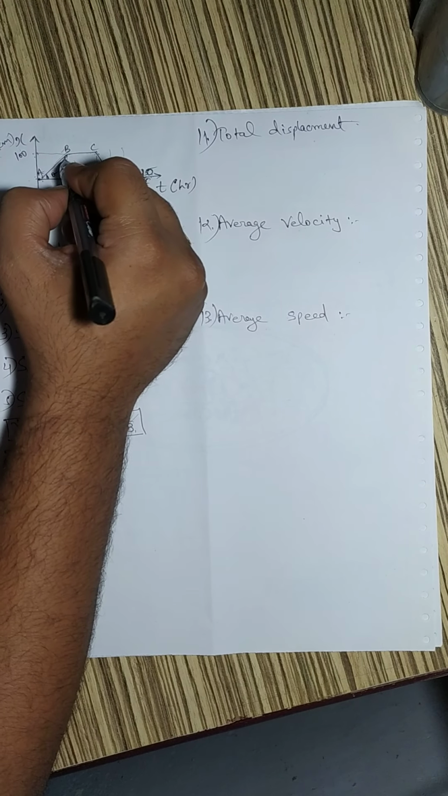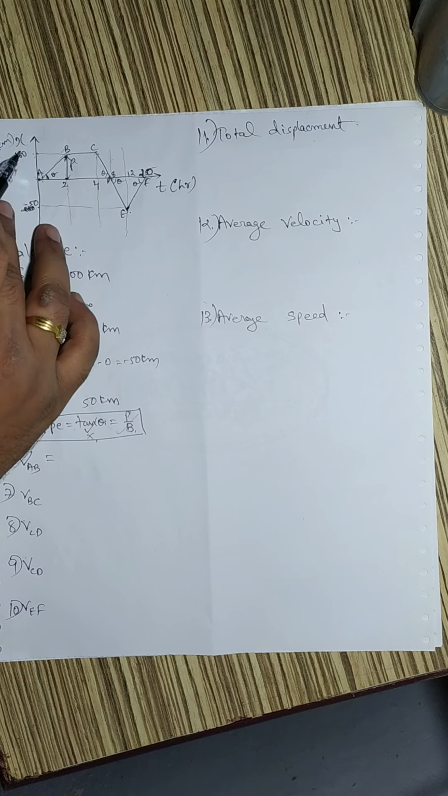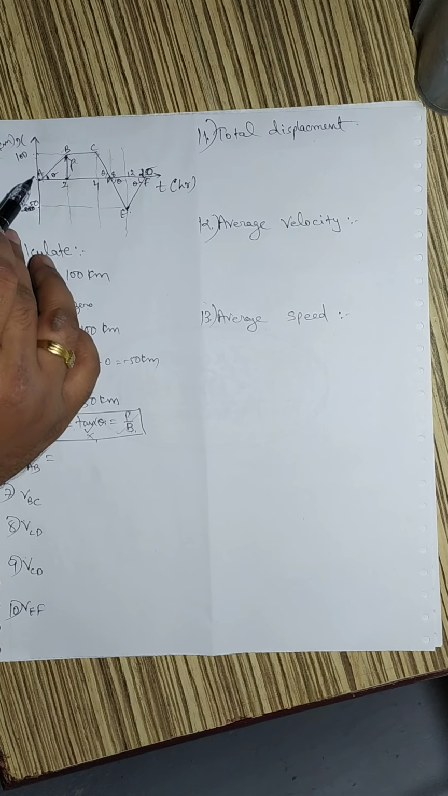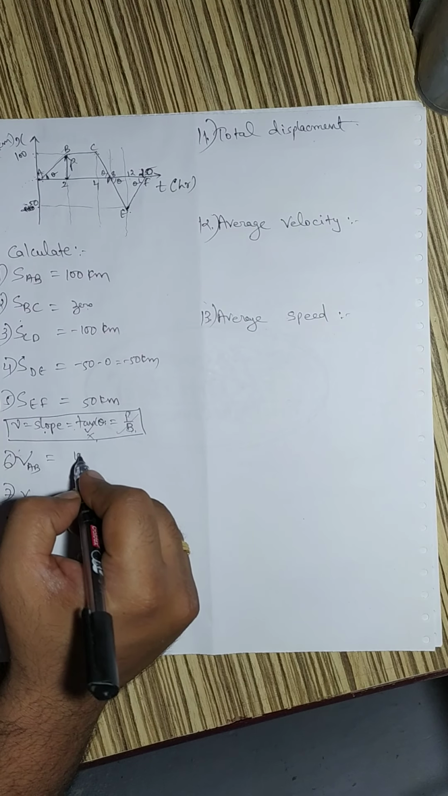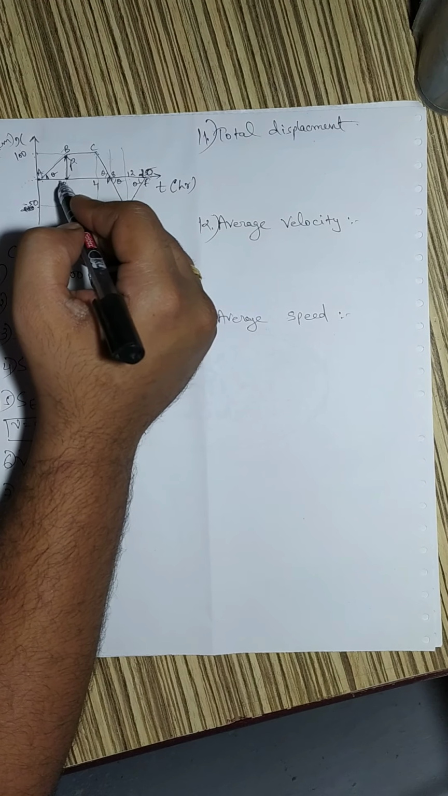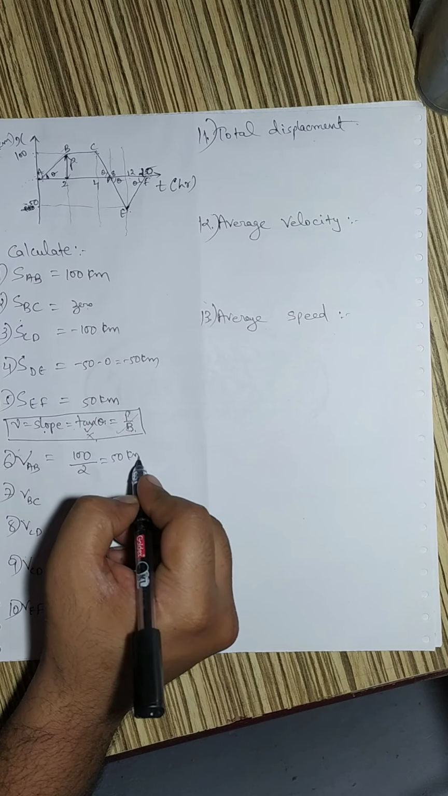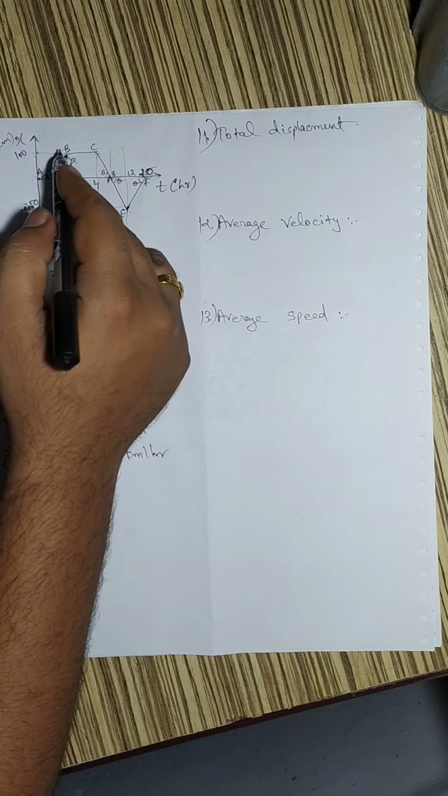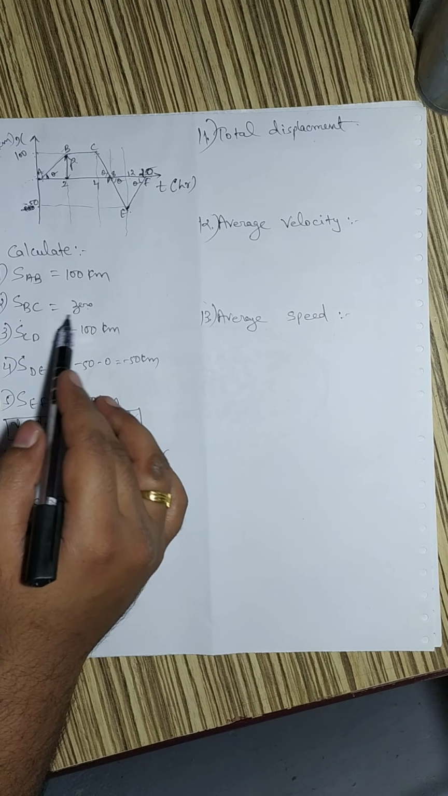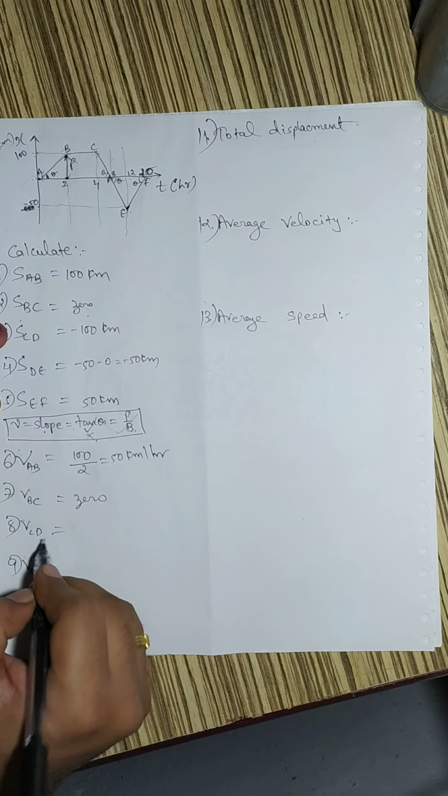Perpendicular will be this part. This perpendicular part gives me change in position, so 100 minus 0, 100, right? And the time is 2 hours. So 50 kilometers per hour is the speed, velocity between A to B. Similarly, BC is a horizontal line. Horizontal line means position change is 0. That means obviously velocity is also 0.